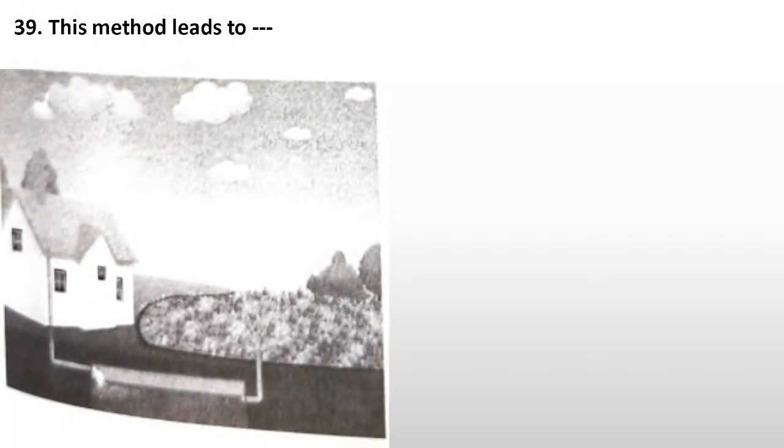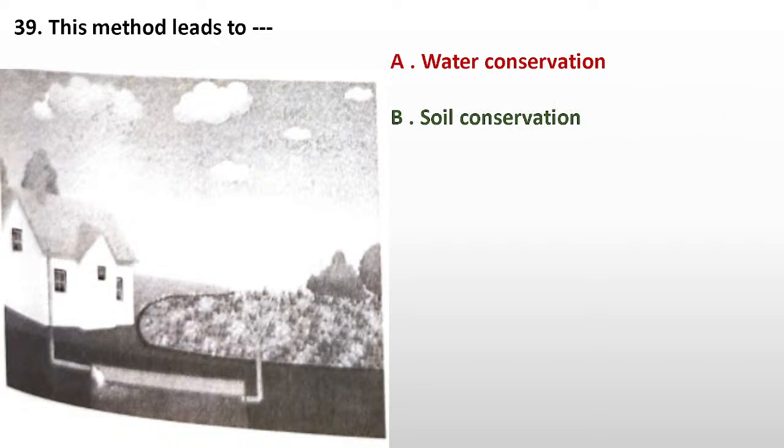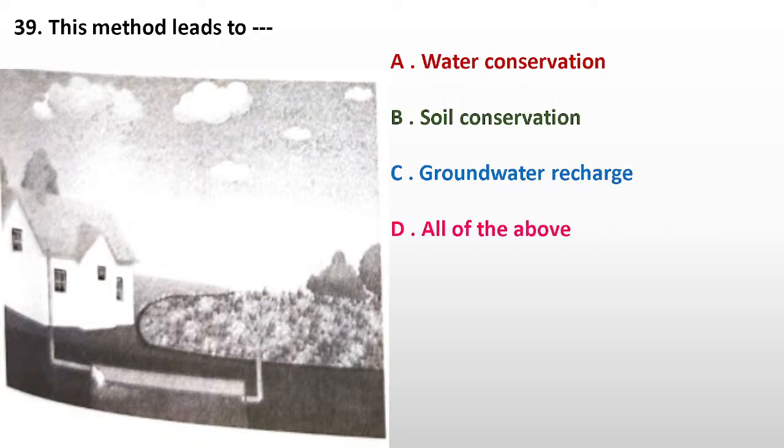Going ahead to question number 39. This method leads to dash. Look at the picture and answer. A. Water conservation. B. Soil conservation. C. Groundwater recharge. D. All of the above. And the correct answer is all of the above.